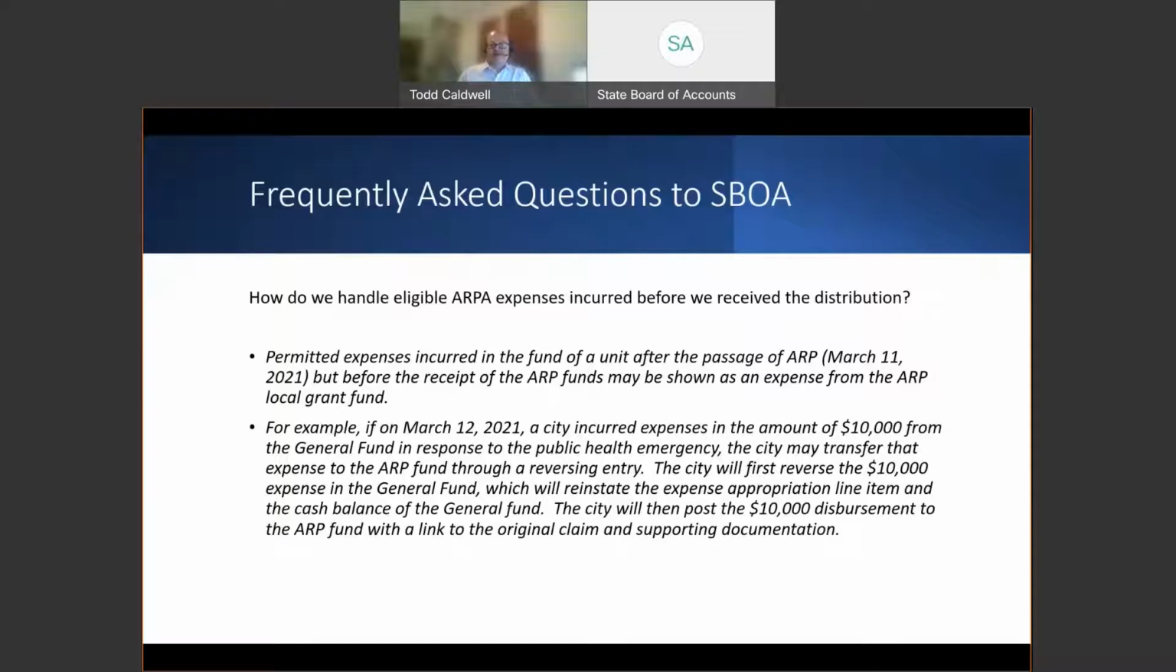And you've probably heard us talk about doing that. We talked about that with CARES as well. The city will first reverse the $10,000 expense in the general fund, and what that's going to do is it's going to reinstate or bump up that expense appropriation line item in your general fund, and it will also bump up the cash balance of your general fund. You'll then post that $10,000 disbursement in this example to the ARPA fund with a link to the original claim and that supporting documentation that Susan talked about that you're going to need there too.